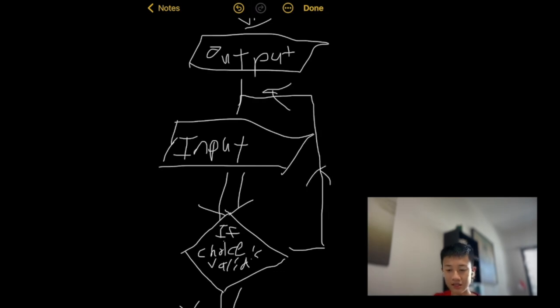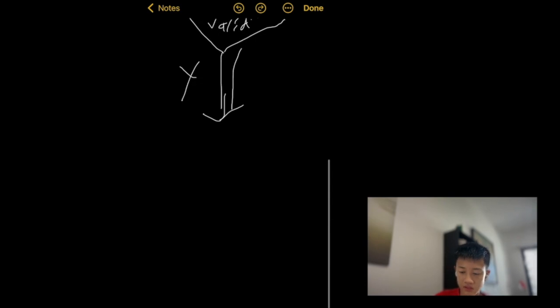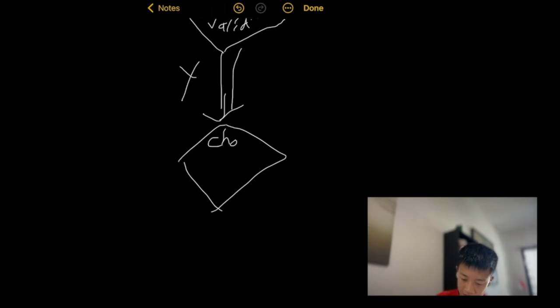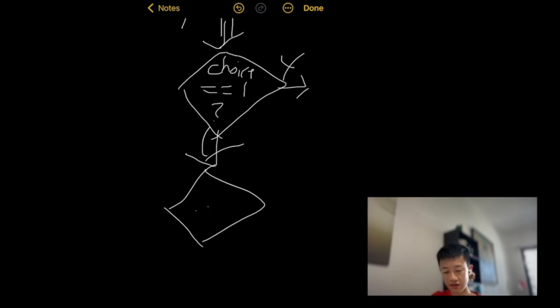Basically what that does is create a continuous cycle if, of course, the user decides to always enter something invalid. And eventually, if they do enter something valid, they will continue. Then we'll add a check. If we write choice, if the choice is equal to 1, then they'll do something, then they'll check again if the choice is equal to 2 or something, and so on.